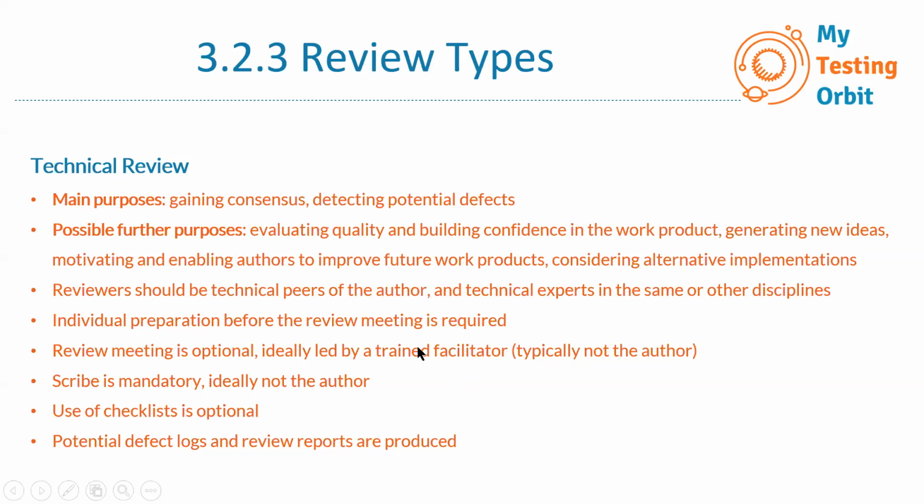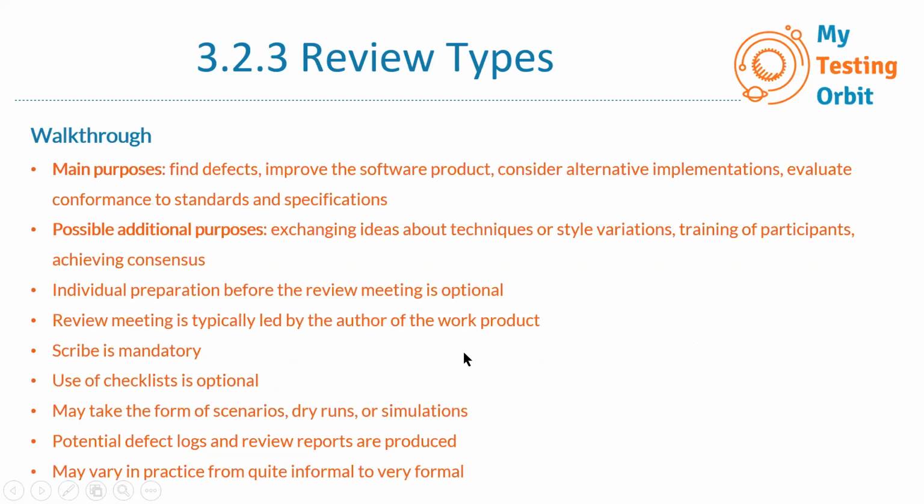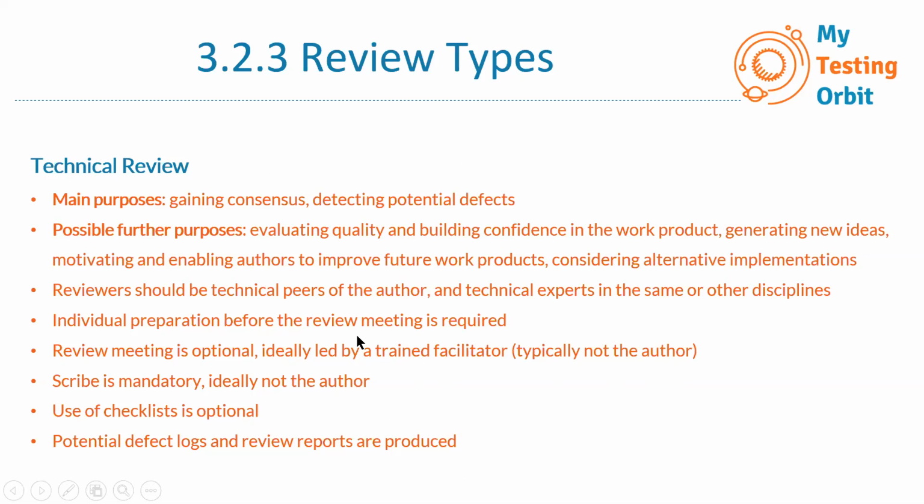Ideally led by a trained facilitator, typically not the author. The facilitator, we read in the roles, is the moderator. So it can't be the author. Author and facilitator need to be two different people. So an author can't be a facilitator, but the review meeting over here is led by a trained facilitator. In walkthrough, we said the review meeting is led by the author of the work product, but in technical review it is the facilitator. Then scribe is mandatory, ideally not the author.